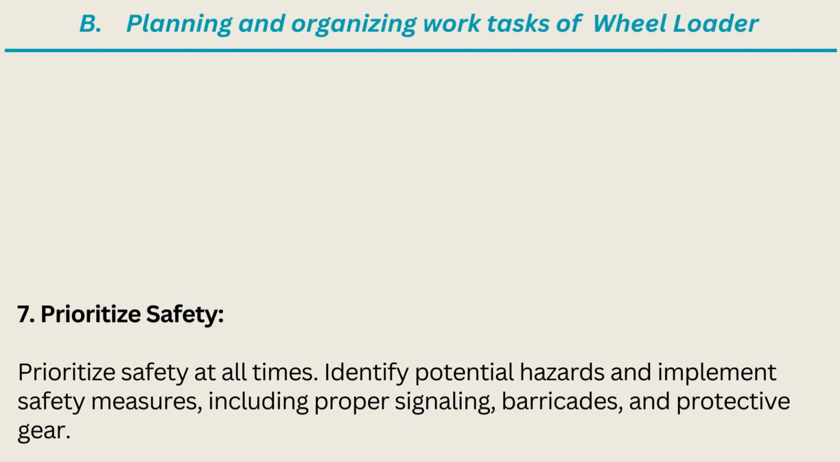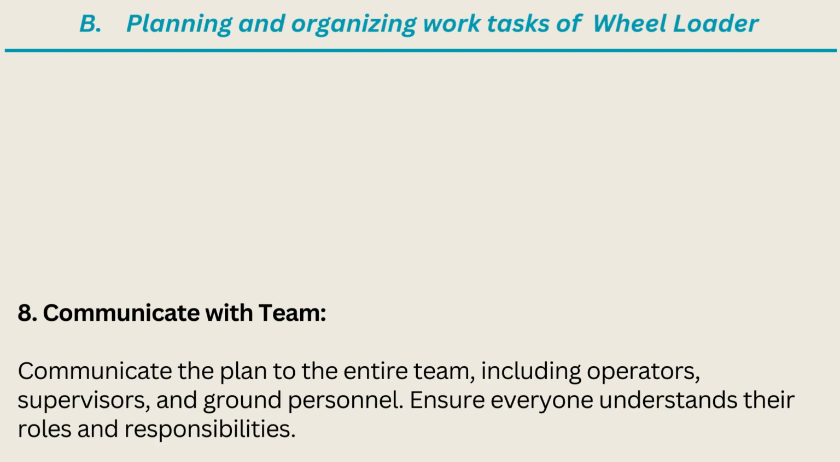7. Prioritize safety. Prioritize safety at all times. Identify potential hazards and implement safety measures, including proper signaling, barricades, and protective gear. 8. Communicate with team. Communicate the plan to the entire team, including operators, supervisors, and ground personnel. Ensure everyone understands their roles and responsibilities.